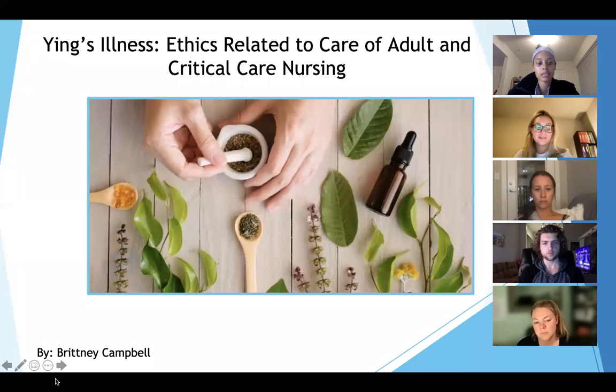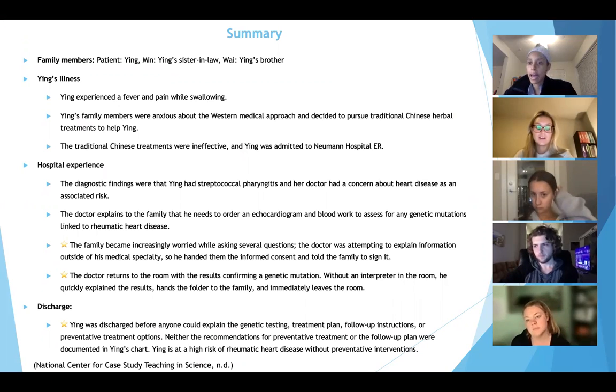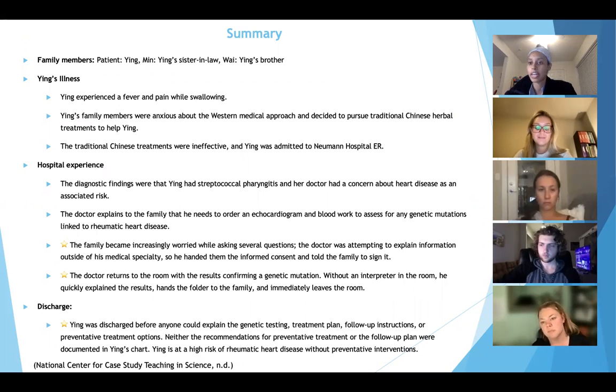Let me go to the next one. There we go. Okay, so on this slide, I'm going to give you guys just a little background about what the case study involved. And that way, we'll be able to see how ethics is related to the details of the case study specifically. So it starts out with a story about family members, and I'll give you the breakdown of who the characters are. So the main patient, her name is Ying, and then Min is Ying's sister-in-law, and then Wei is Ying's brother. So these three people are the central characters of the story, but Ying, like I said, is the main patient.